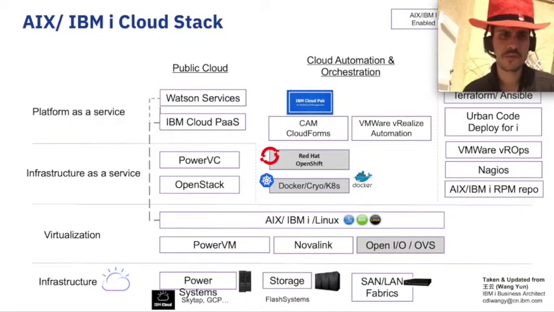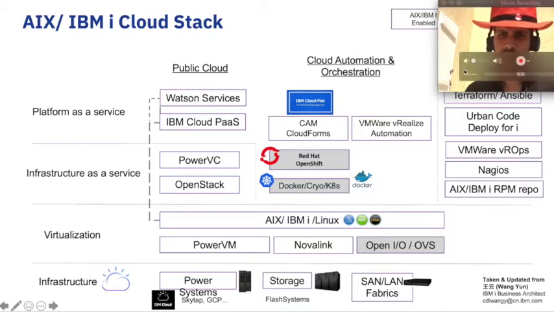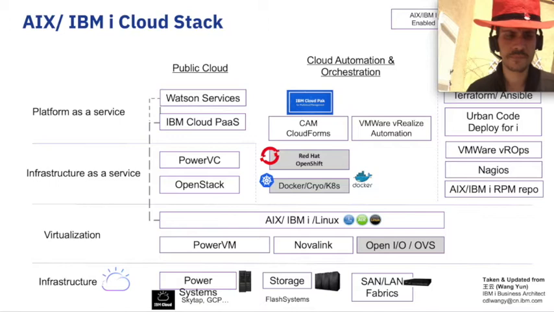This is an overview of the AIX and IBM i cloud stack, and it's really not, I would say, exhaustive. So of course, lower level layers are related to infrastructure as a service. On Power, we use PowerVC. So from a single pane of glass, you can manage all the infrastructure.